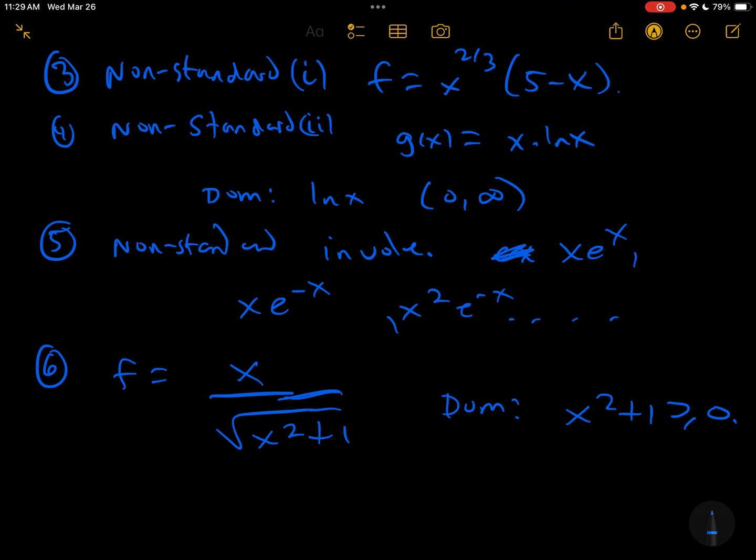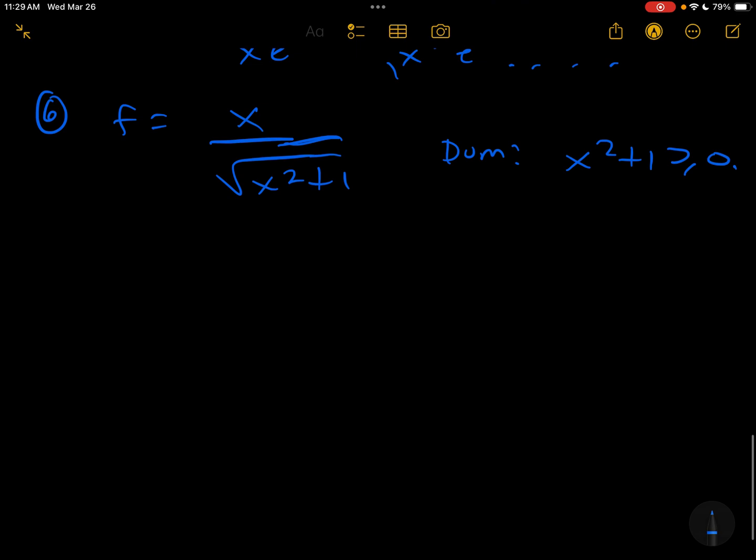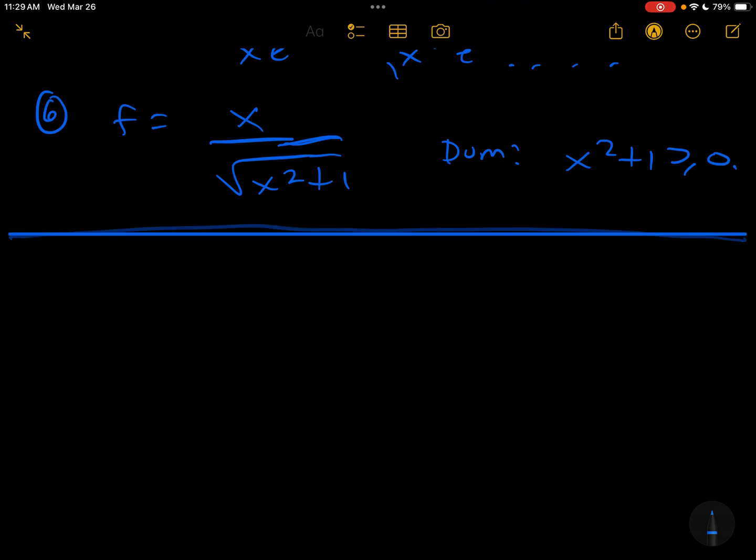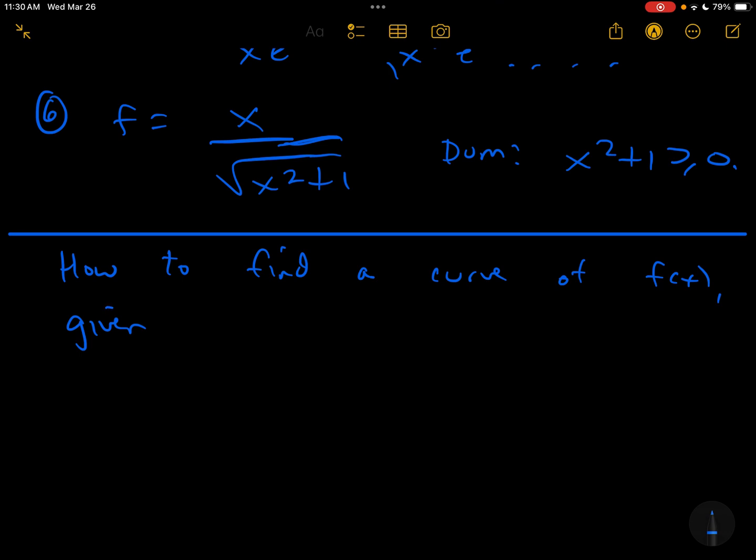The last part of the section that I really enjoy is how to find a curve of f of x, given an f prime of x and or f double prime of x, and maybe a point.